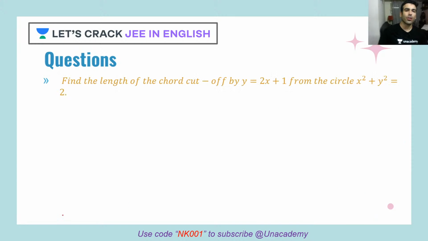Find the length of the chord cut off by y is equal to twice x plus 1 from this circle. Now I'll explain the question. You have got a circle, x square plus y square is equal to 2. Now tell me, what is its radius and center?